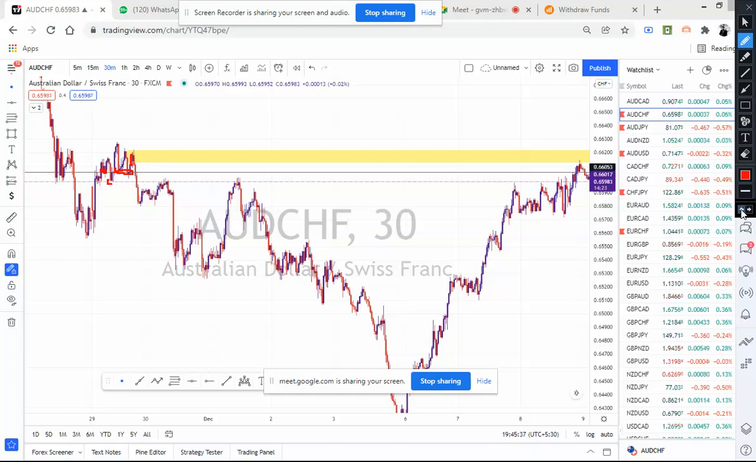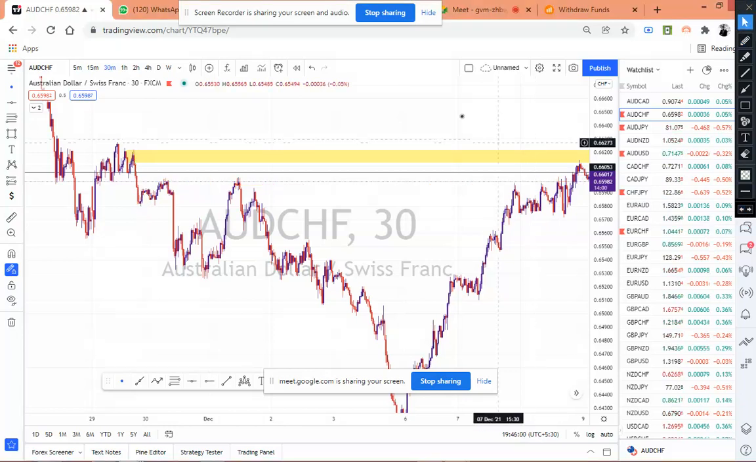Then this supply zone is a reversal supply zone. It's a reversal pattern, which is rally, base, drop. Okay, so here we wait for the price. You can see the market has broken resistance. Then we wait for the price to touch the supply zone and the market should reverse to the downside.